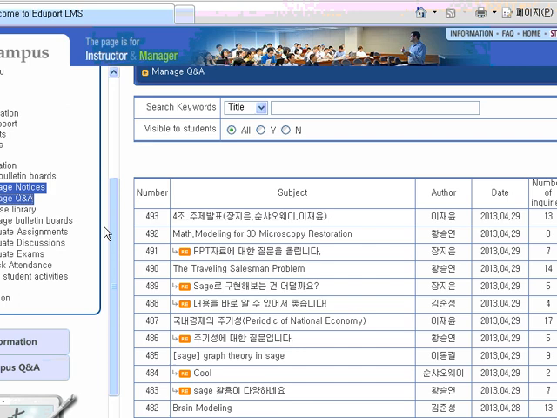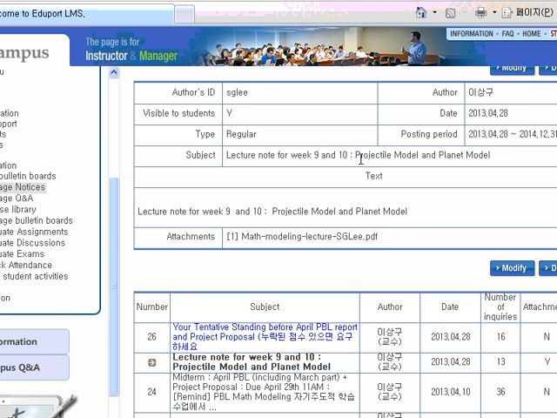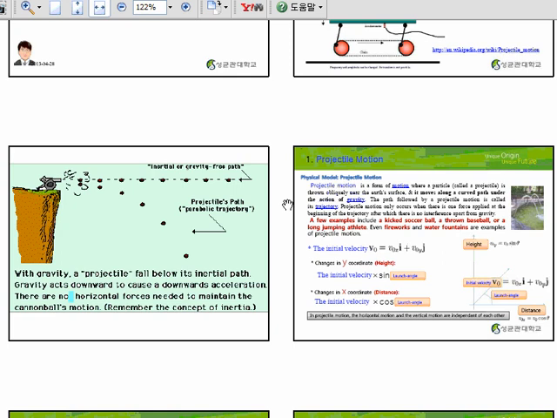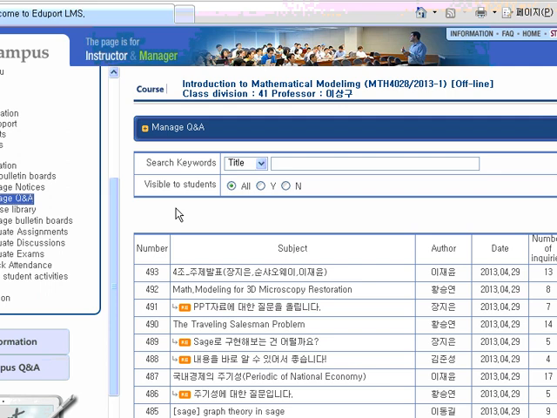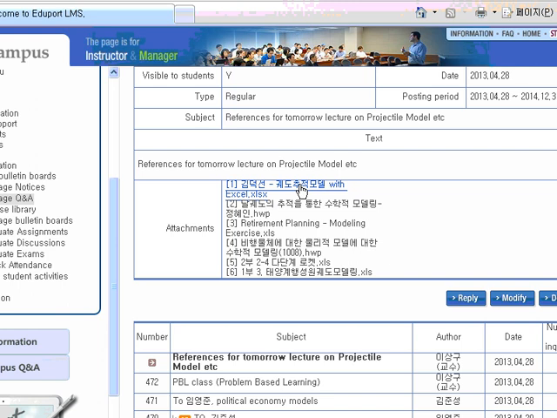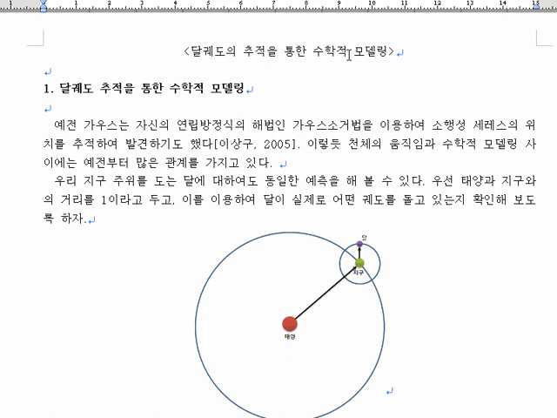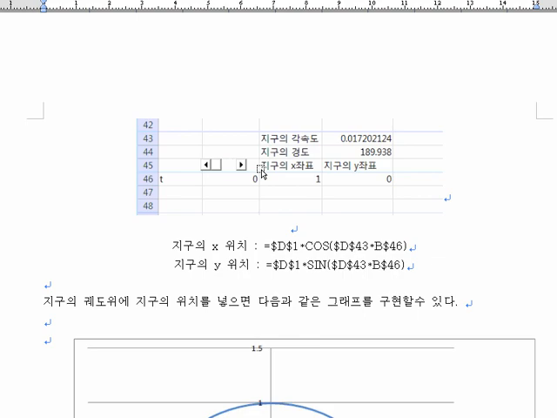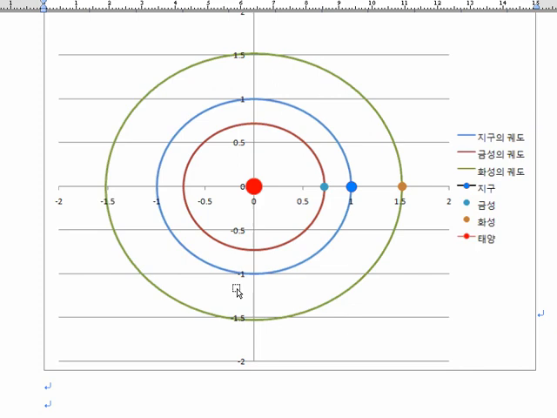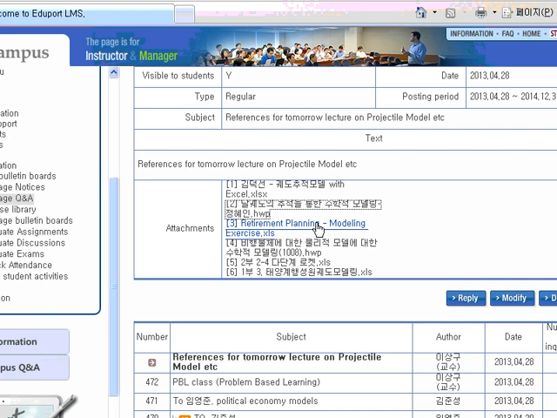I have uploaded the files here. I have uploaded the lecture note on this projectile motion and planet model that you can see. And also I have uploaded Excel files for the projectile model and the explanation of the mathematical modeling of those planet models. So you may refer to these files to do what you're supposed to do. We're gonna go through these simulations and the explanation of the planet orbits.